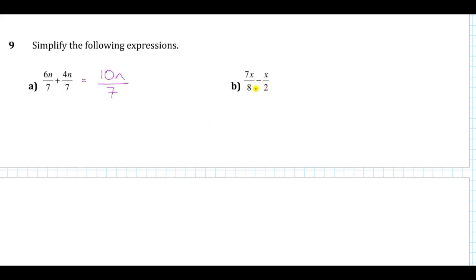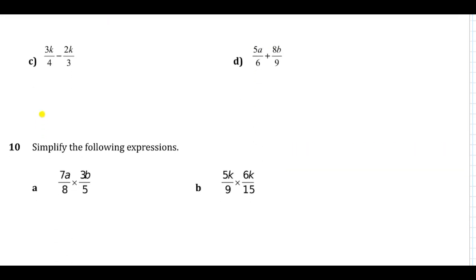Here, I don't have a common denominator. So I'm going to multiply both of these by 4. That gives me 7x over 8 take 4x over 8. I can now do the sum because they have a common denominator. 7x take 4x is 3x, and I still have it over 8 because 7/8 take away 4/8 is 3/8.